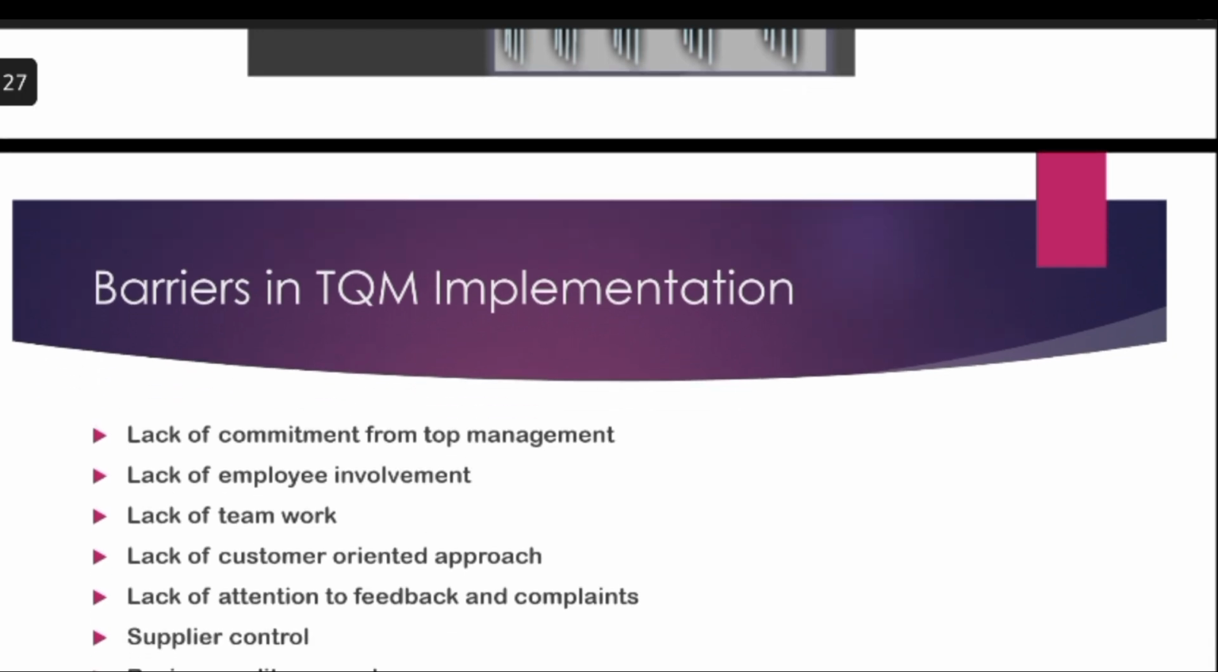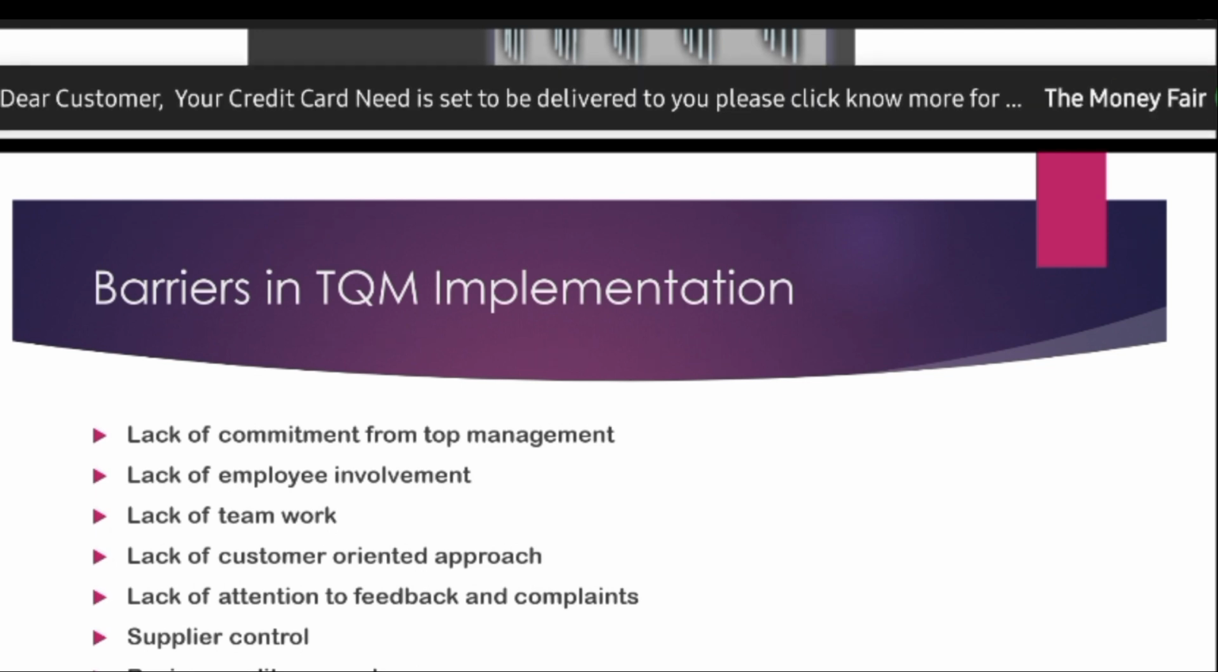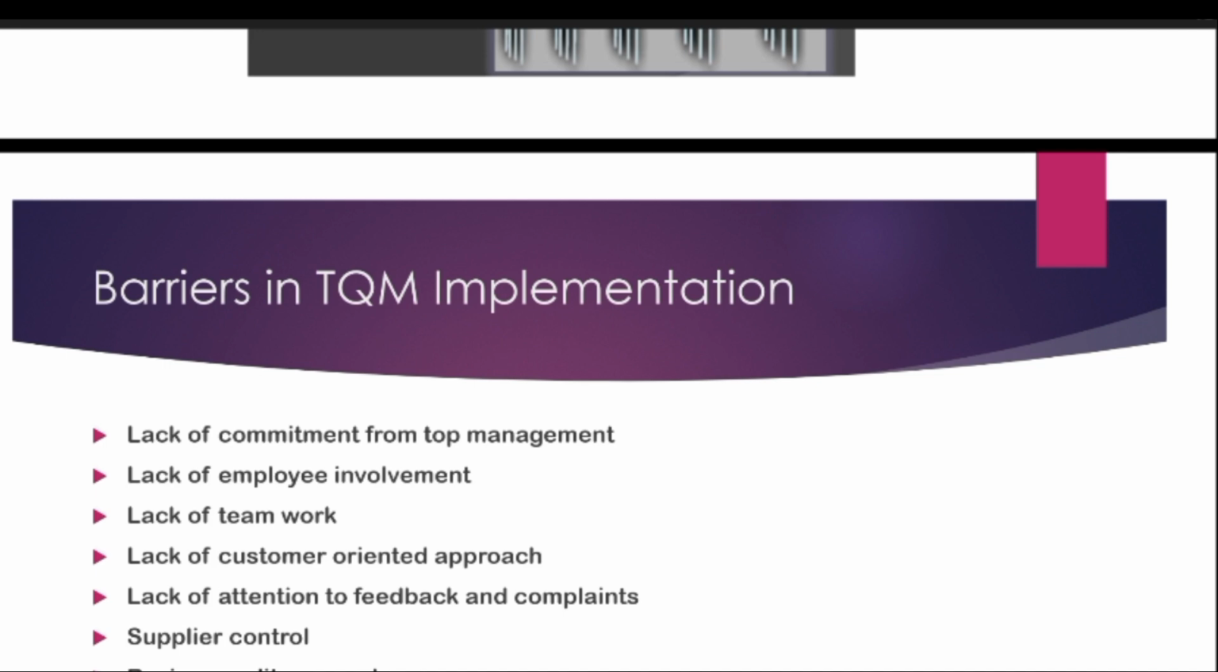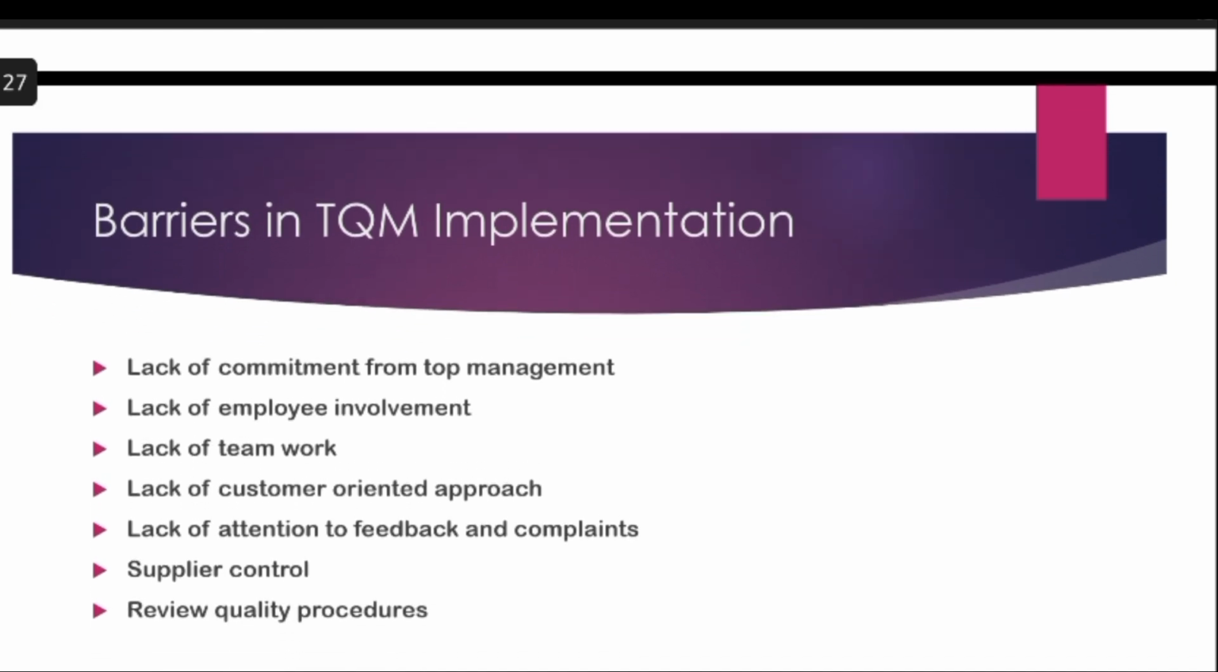The next one is supplier control. As I said before, we are treating everyone as a partner, and even so we should control the supplier of the raw material towards the organization. The last one is review quality procedures. So review each and every process or product involved in the organization or manufacturing industry while we are approaching continuous improvement in an organization.